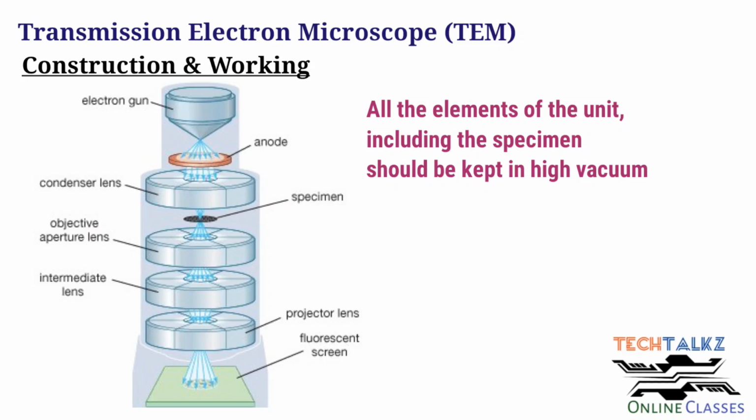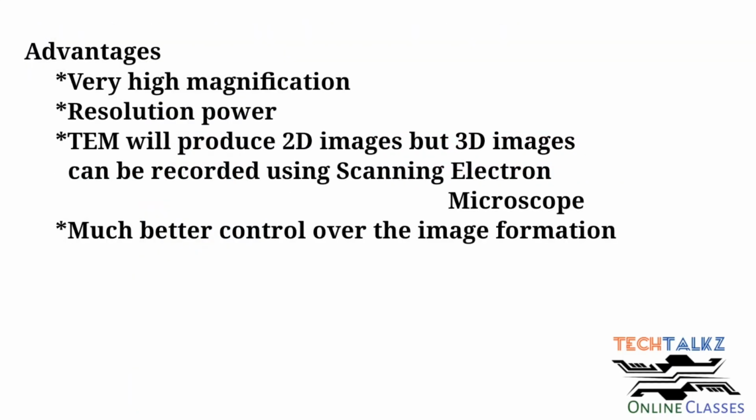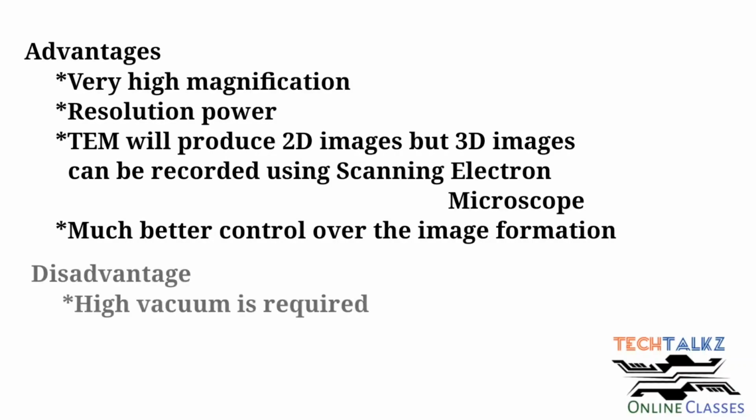Now we can check the advantages and disadvantages. First, the advantages: very high magnification and resolution power. Then 3D images can be recorded using proper recording systems. And the main thing, the control of the image is much better than in optical systems. On the negative side, high vacuum is necessary to maintain the proper recording of the images. That is one of the disadvantages.